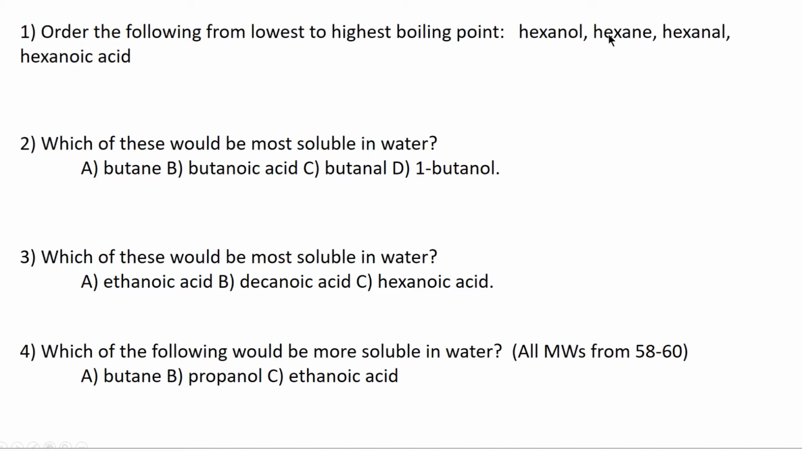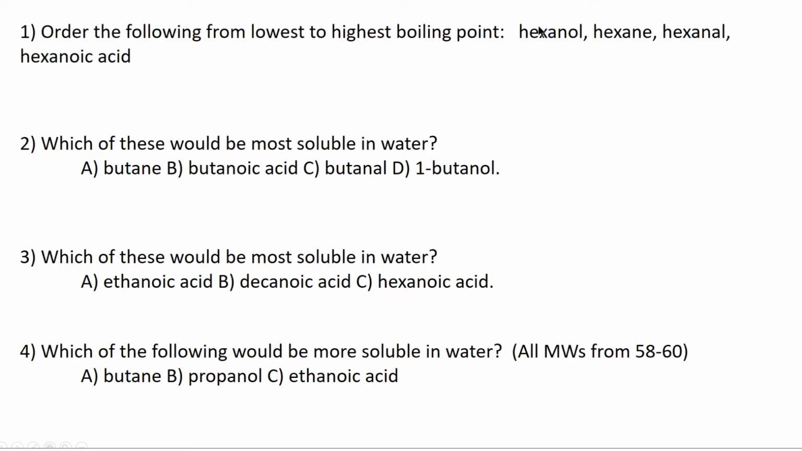So alkanes have the lowest, as we have been learning. Hexanoic or oic acids have the highest. So our lowest is hexane, our highest is hexanoic acid. Then let's look at the two in between, alcohols and aldehydes. Between those two, alcohols can hydrogen bond, aldehydes cannot.